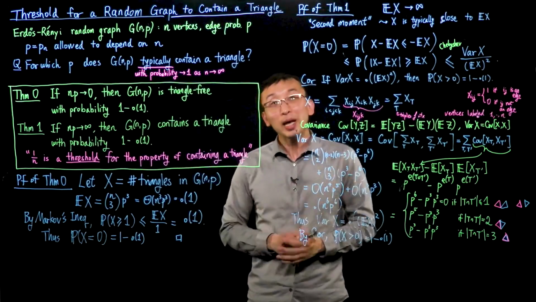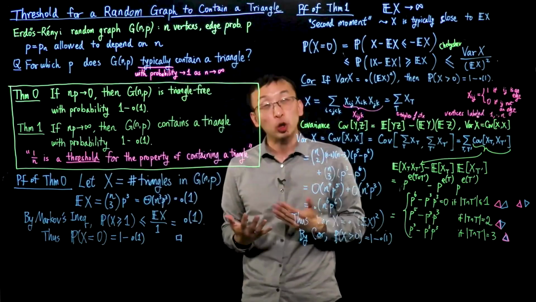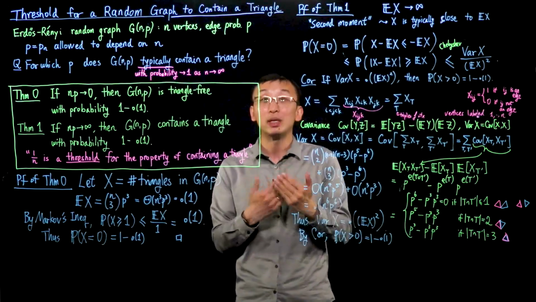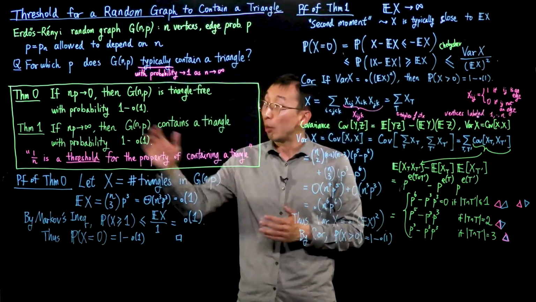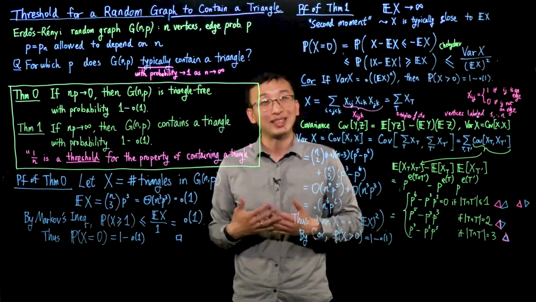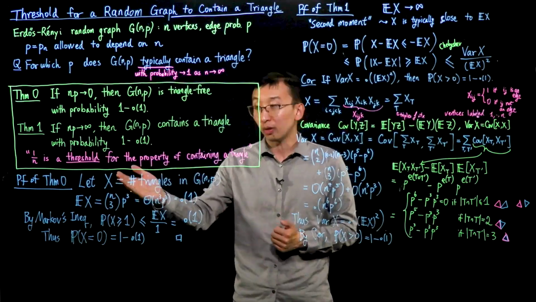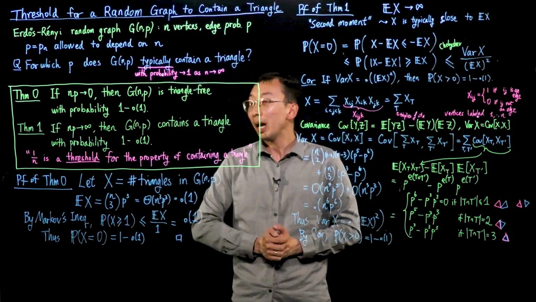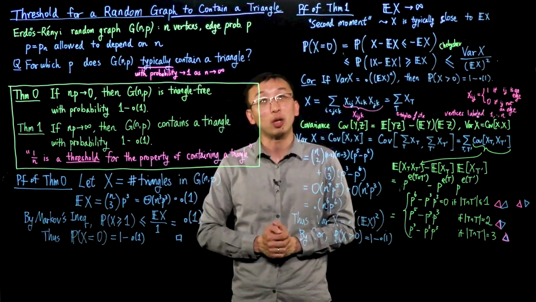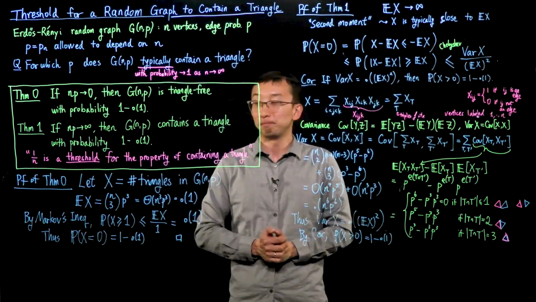All right, so to recap, we showed that 1 over n is a threshold for the property of the random graph G(n,p) to contain a triangle. The statement has two parts. The first part is that when p is much smaller than 1 over n, then typically this random graph does not contain a triangle. The way we establish this fact is by showing that the number of triangles, x, has expected value going to 0. And thus, by Markov's inequality, this number of triangles is 0 with high probability.